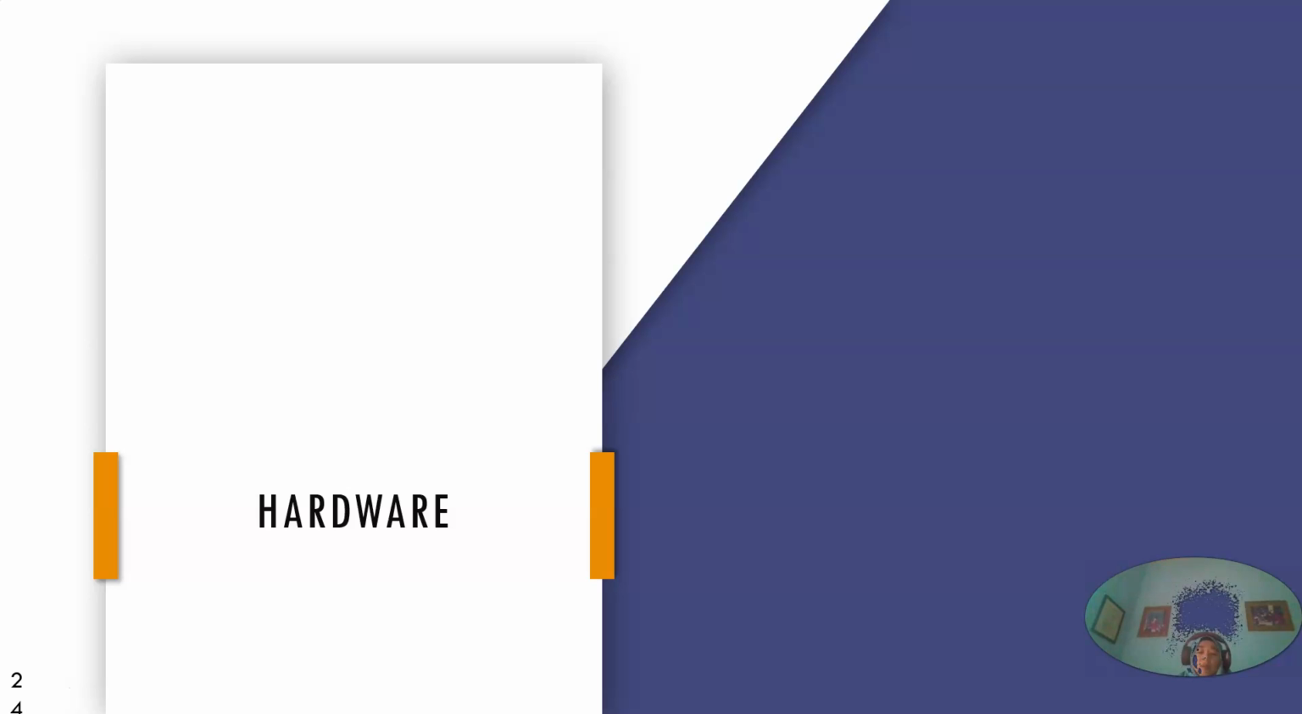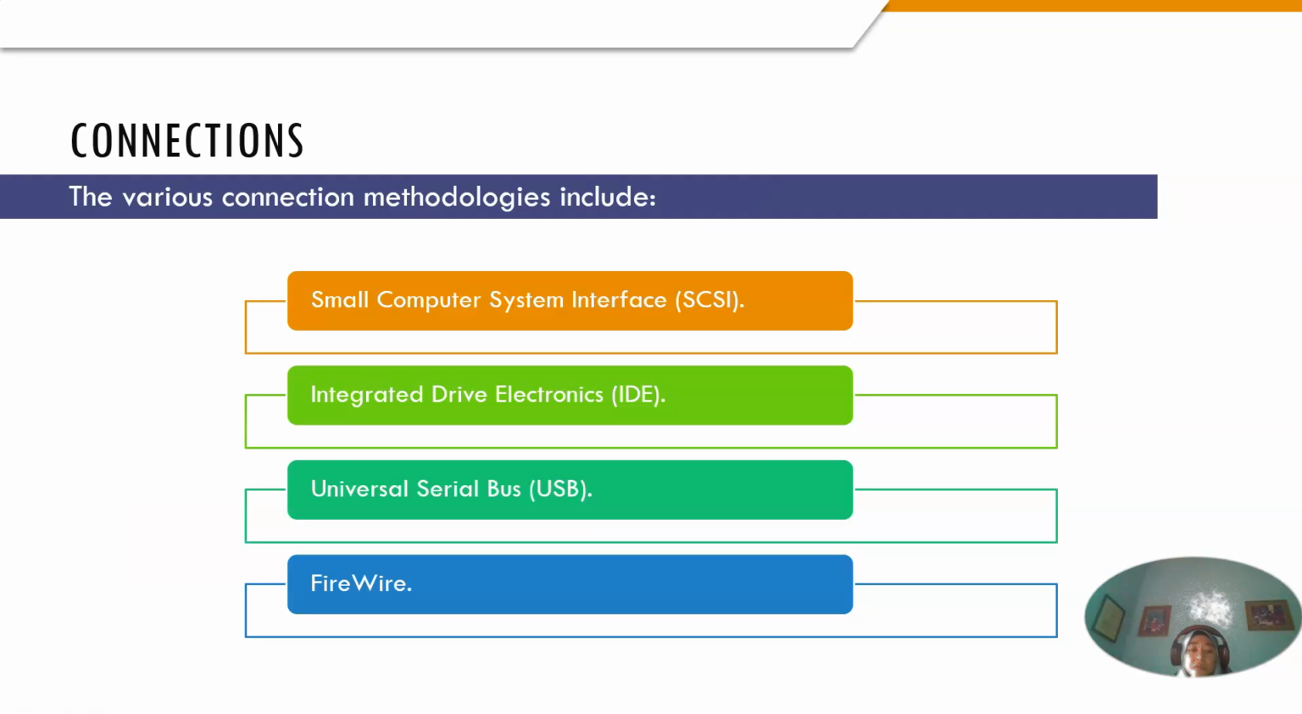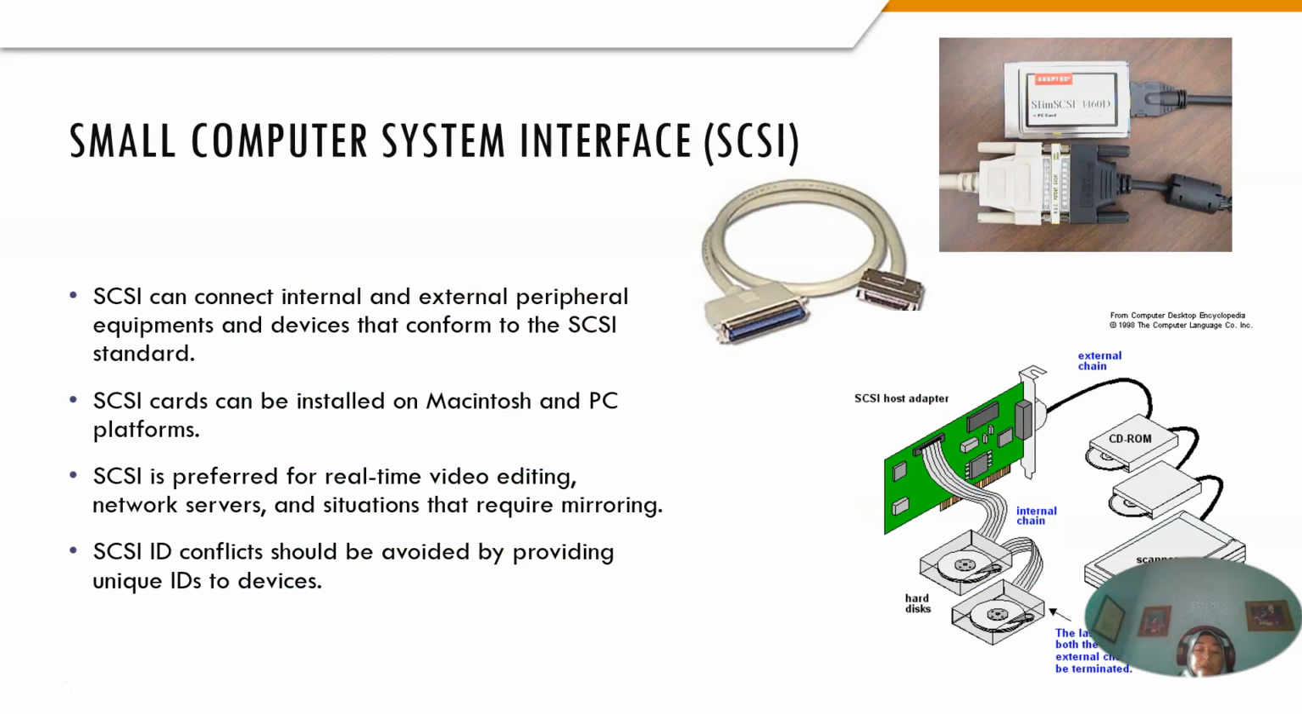Alright, next we look at the hardware class. Hardware is basically the devices that we use, that you can touch and feel, together with the software. So we need to have both software and hardware. In hardware we talk about connection. Basically we have four basic connections here: SCSI, IDE, USB, and also FireWire. SCSI is actually to connect internal and external devices.